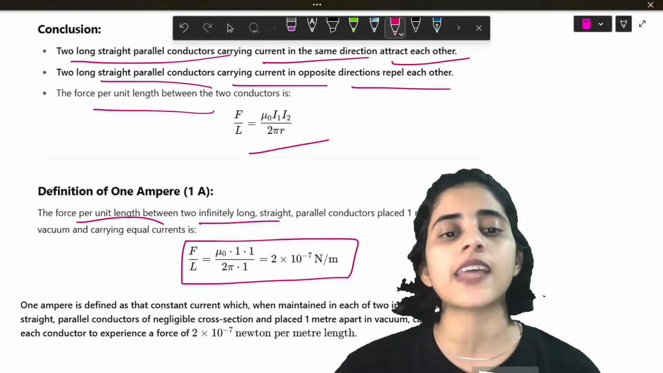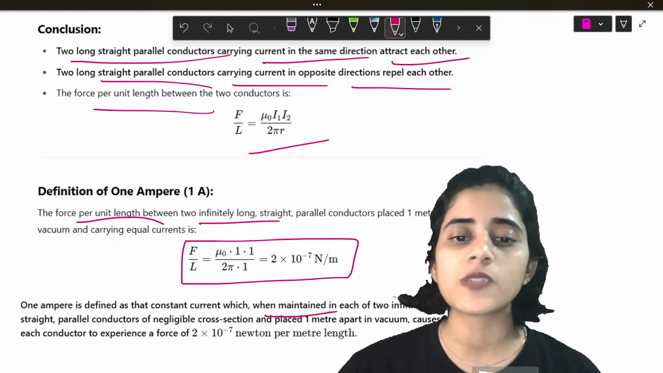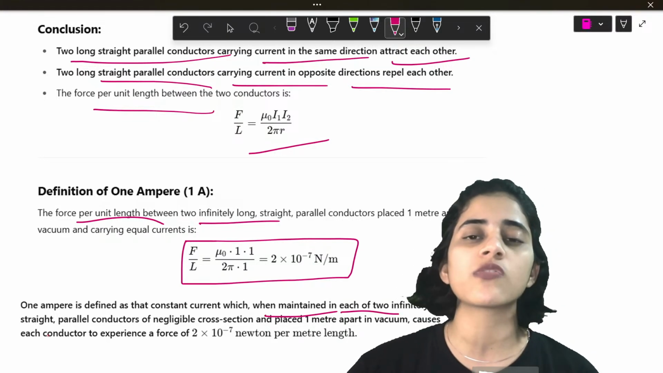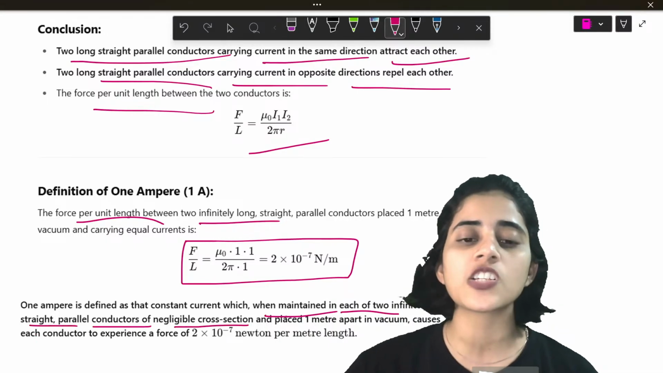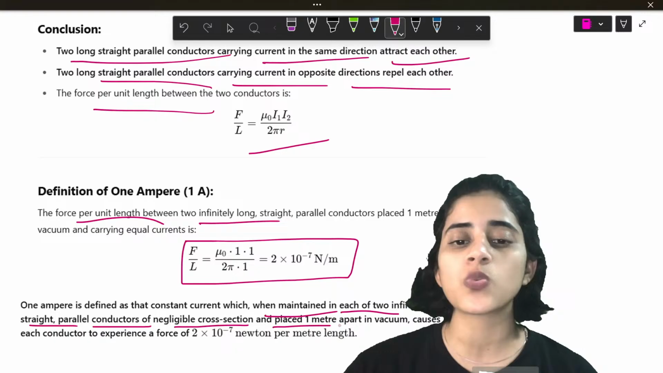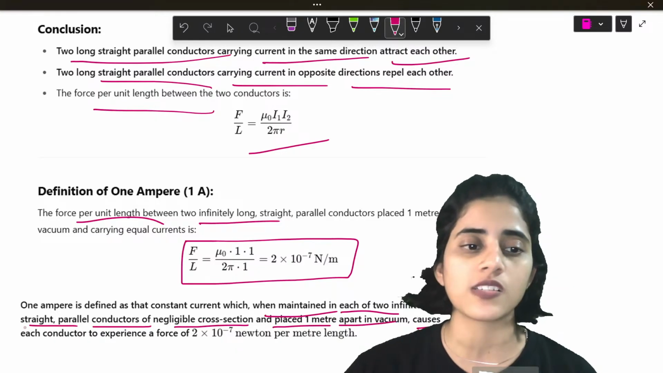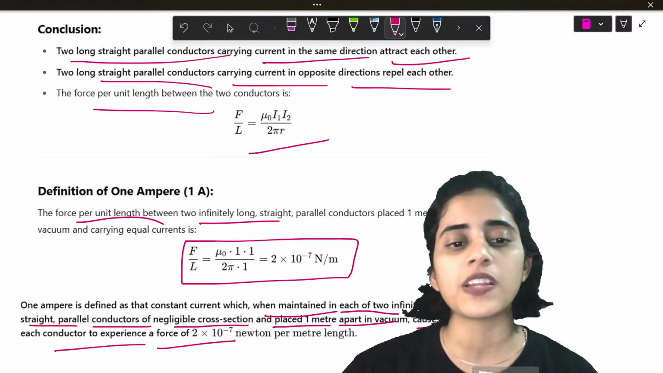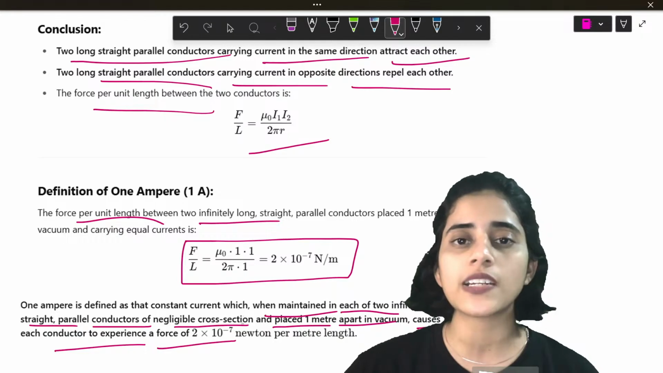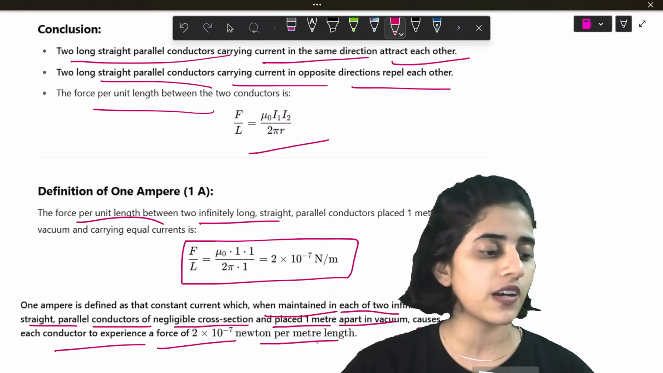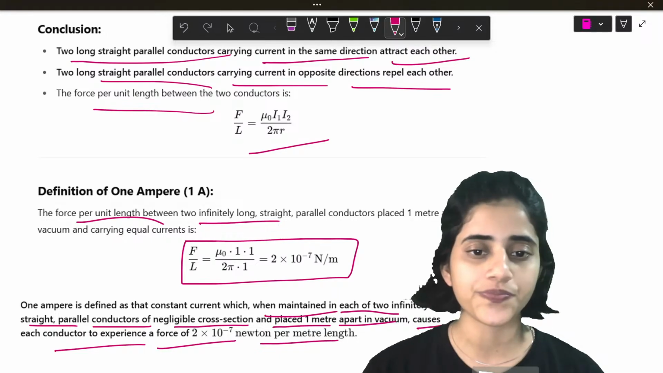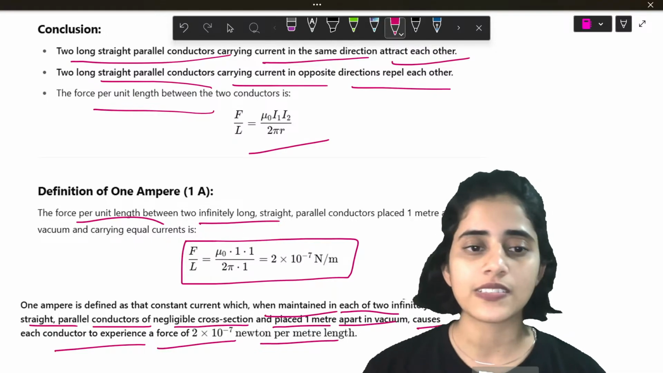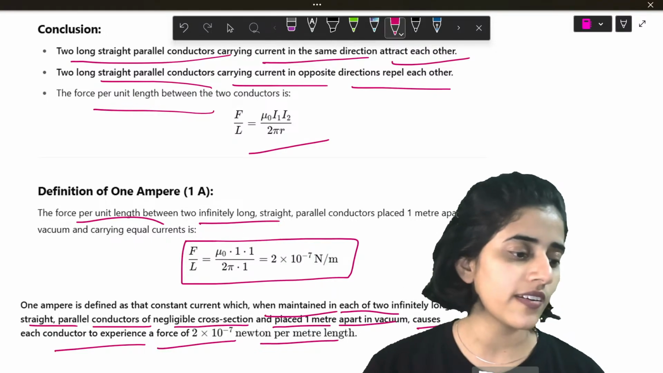1 ampere is that constant current which, maintained in each of the two infinitely long straight parallel conductors of negligible cross section and placed 1 meter apart in vacuum, causes each conductor to experience a force of 2 into 10 raised to minus 7 Newton per meter length. That is the definition of 1 ampere.